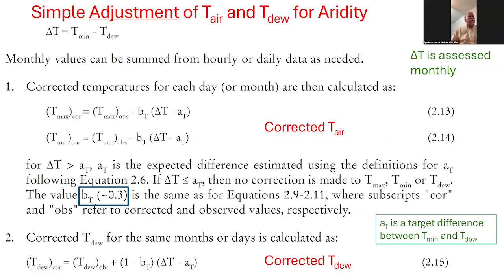And then we can make a correction to the max and minimum air temperature by taking the observed values and then subtracting off the amount of that delta T that's in excess of that AT target that we showed on the previous slide. And BT is just a partitioning between the adjustment to the air temperature and then the adjustment to the dew point that's at the bottom of the slide. So we both cool down the air temperature and we increase the dew point so that it more reflects the T-min, T-dew separation that we would experience over a transpiring surface. And then that can be applied daily or even hourly to data.